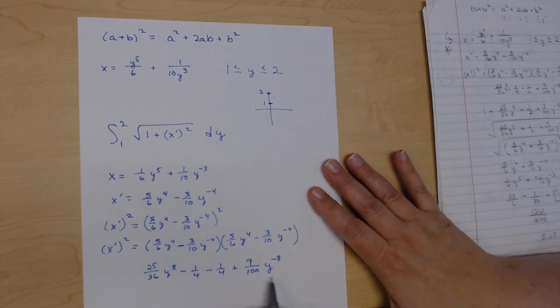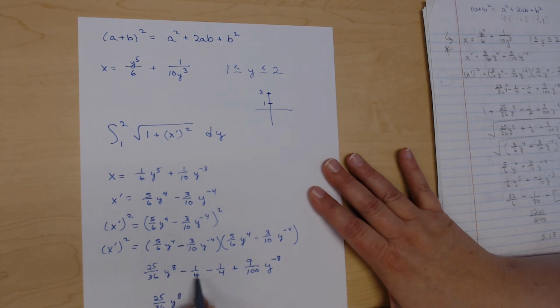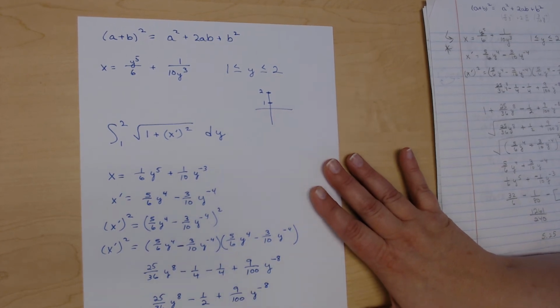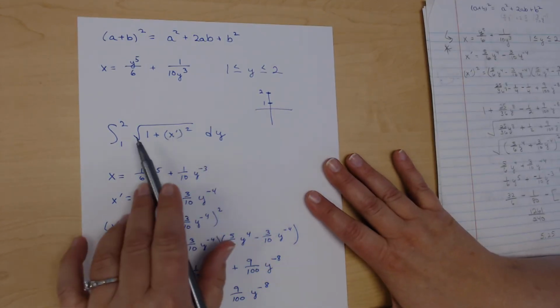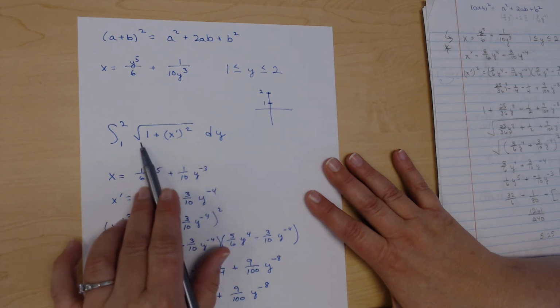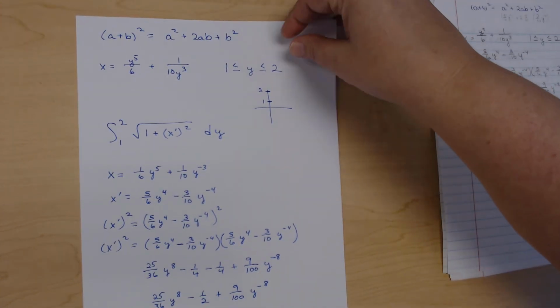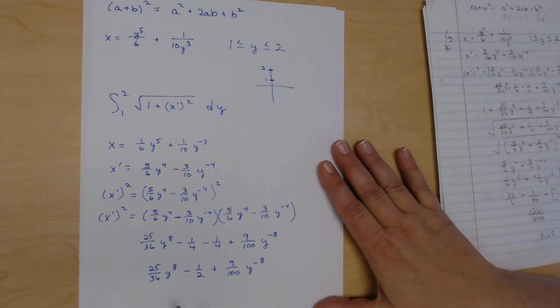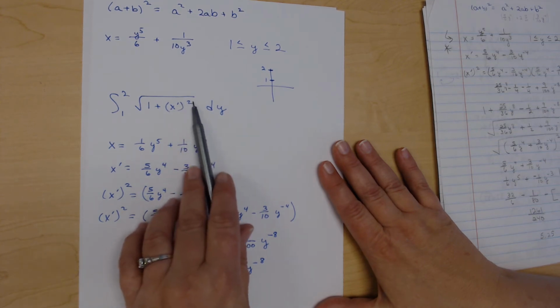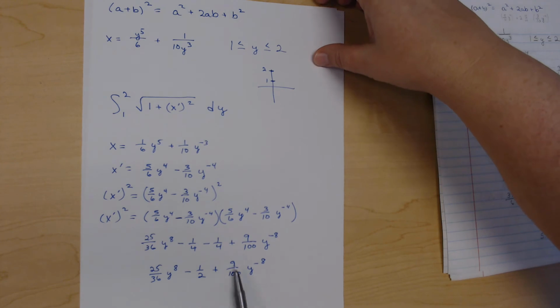Okay, so let's clean that up a little. We get 25 over 36 y to the 8th. This would give us what? -1/2, and then 9 over 100 y to the -8th. Okay, so that goes in right here. I still have this 1 plus, and I still have the square root. Make sure that you can see that bottom line there. That is the derivative of x squared. Okay, so let's plug it in here.